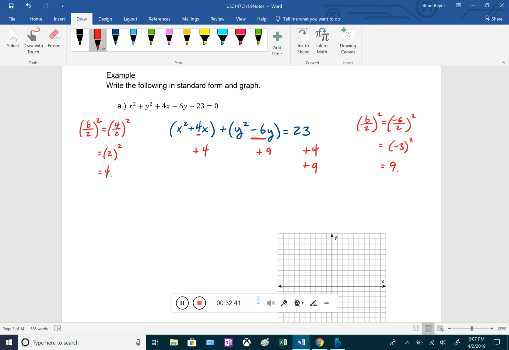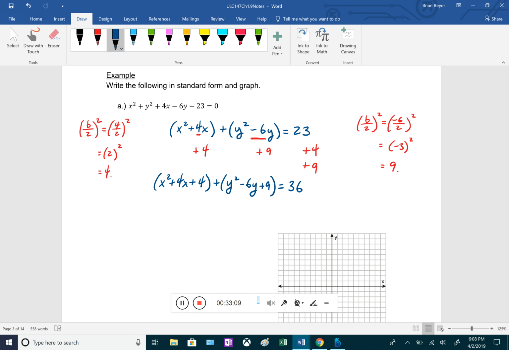Okay, so I'm just going to rewrite this as x squared plus 4x plus 4. That's the 4 that we added, it was with the x's. And then for the y's, it's y squared minus 6y plus 9 equals, we have to add up that whole right side, 23 plus 4 plus 9 gives us 36. Okay, so that was probably the hard part.